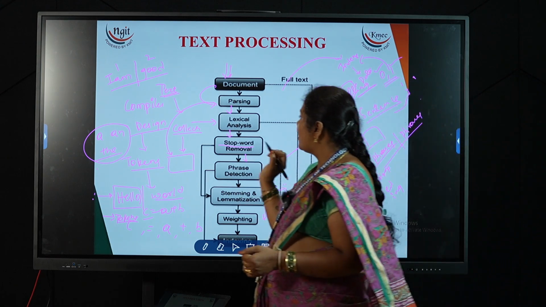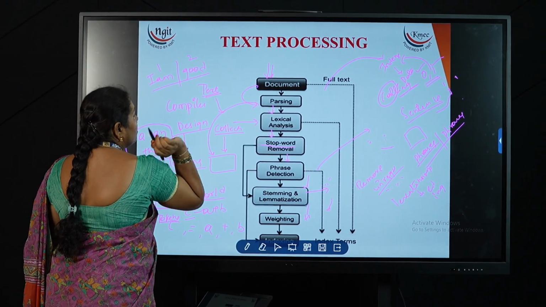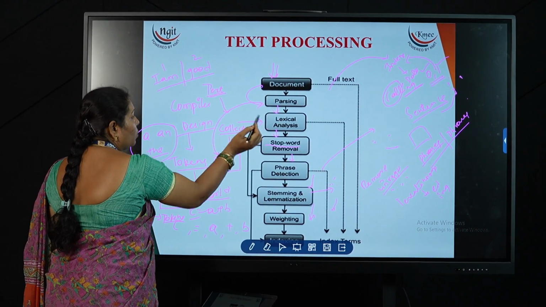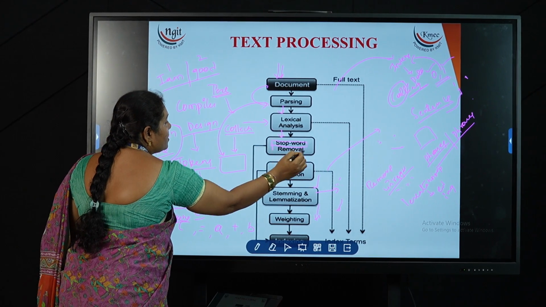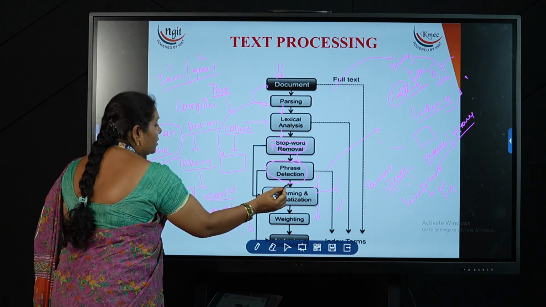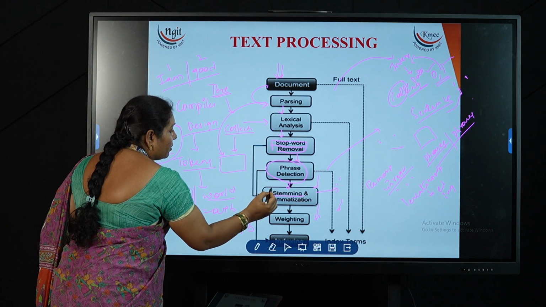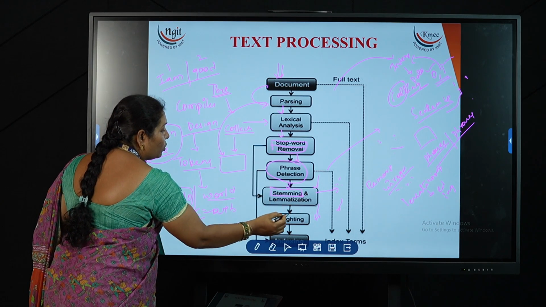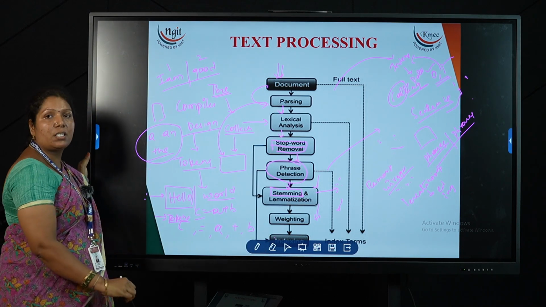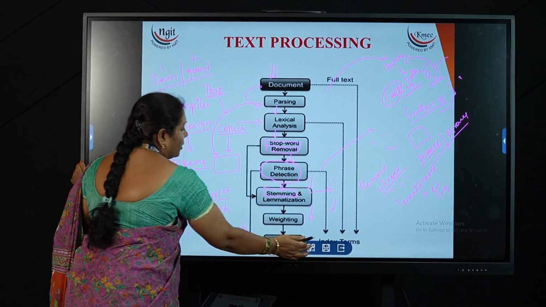Let me brief you. First you have the document. You go for the parsing part. You separate the data in lexical analysis into tokens. Then you remove the stop words. Then you identify the important phrases. Then you go for stemming, which means you remove all the ending parts from the words. Then you go for the weightage. According to the weightage, you do the indexing part. So this is the complete picture of text processing.